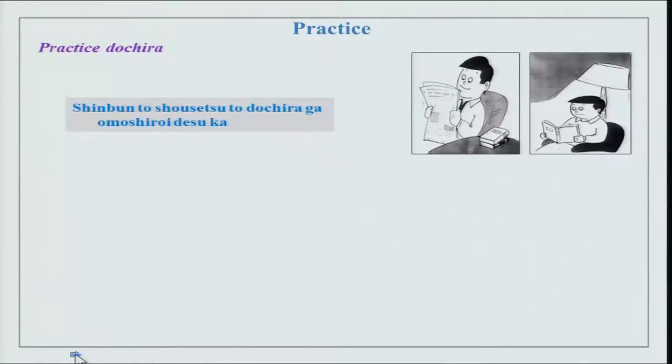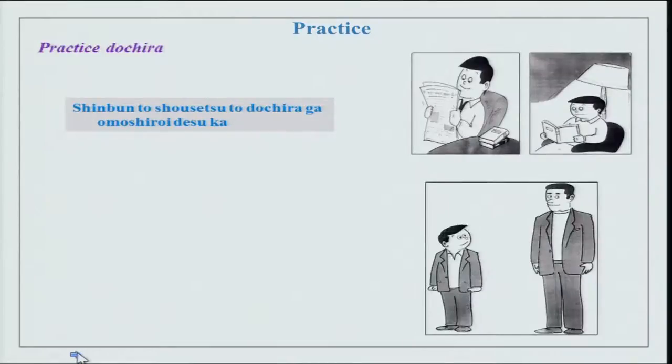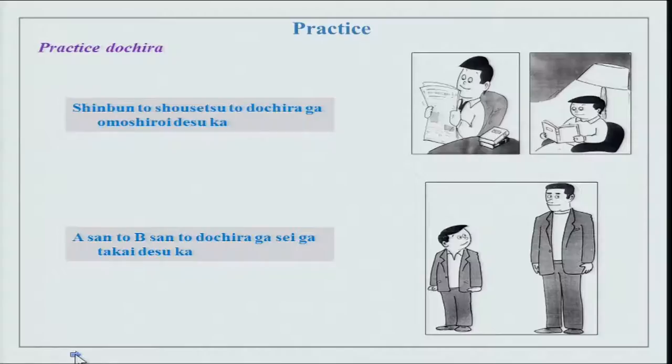Now, shimbun to shousetsu to dochira ga omoshiroi desu ka? So, well, over here you have shimbun and you have shousetsu, dochira ga omoshiroi? Shimbun no hou ga omoshiroi, or if you prefer shousetsu, shousetsu no hou ga omoshiroi. And then we have this picture over here. Two people standing, Tanaka-san, and this is also Tanaka-san. Well, A-san to B-san to dochira ga sei ga takai desu ka? Sei is height and Tanaka-san no sei ga takai desu. You can put like this.